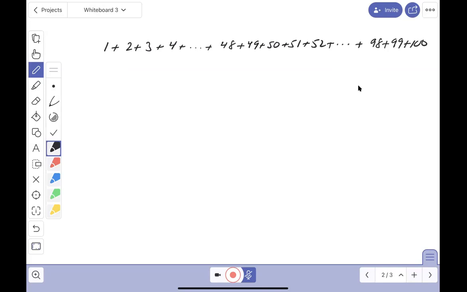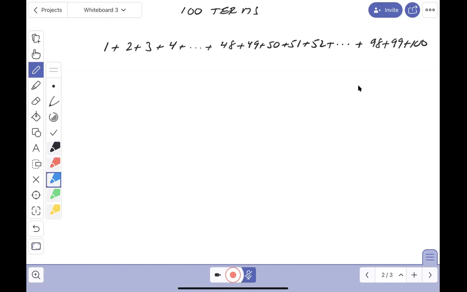Now, someone says you didn't write all the terms in. You're absolutely right. I didn't write them all down. There's 100 terms. I do not want to write down all those terms. It's too many terms for me to write down. What I want to do is look at it and see if I can do this.